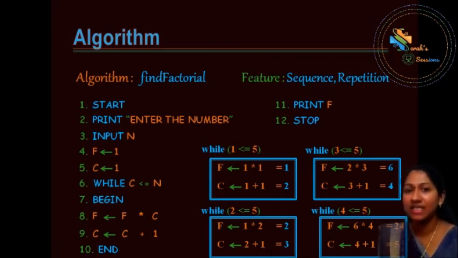So as soon as the condition becomes false, automatically the control will be shifted to the line number that is next to the end statement, and that is here the line number 11, in which we can find that the command is to print the factorial. So whatever the last value is stored in the factorial variable f, that will be printed here, and the algorithm stops.